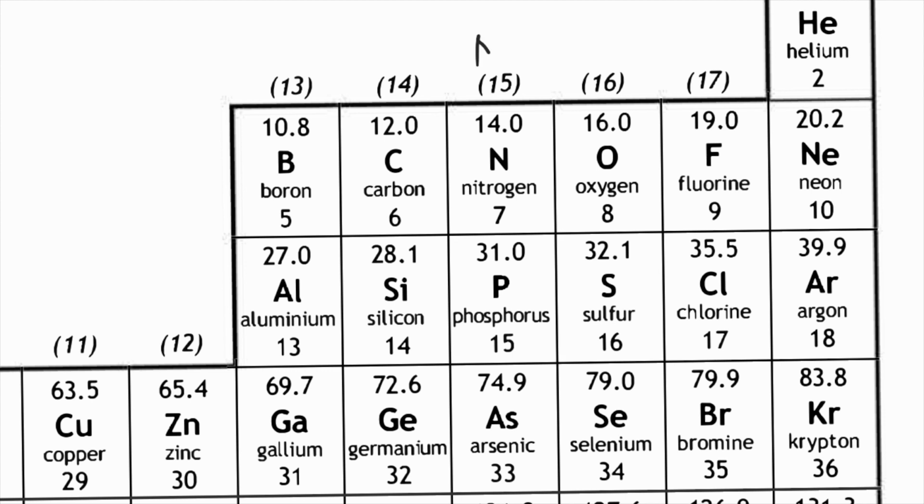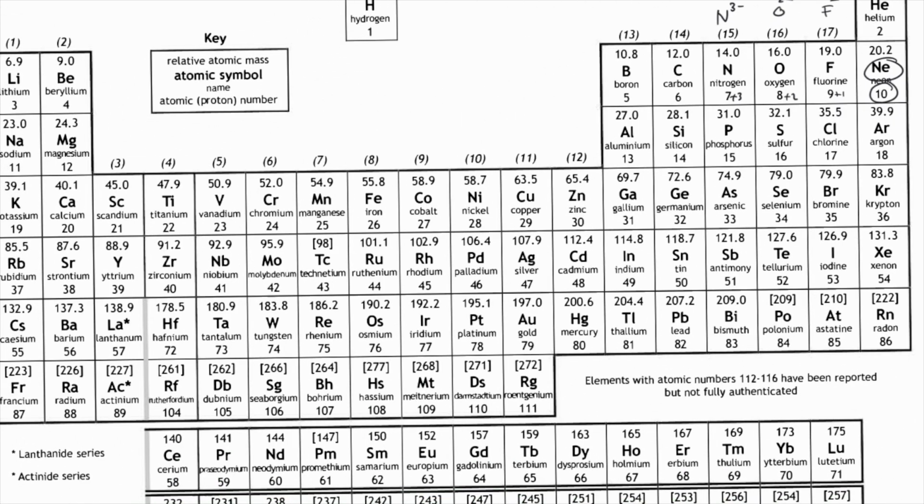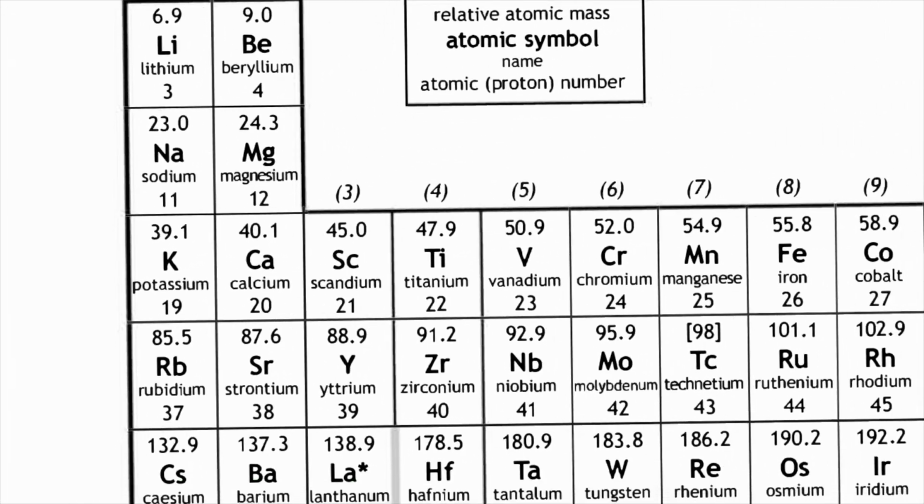Nitrogen ion is N3 negative, so you add 3, it becomes 10. Oxygen ion, oxide, has 8 plus 2, so it's 10. Fluoride, 9 plus 1 is also 10, so F negative has 10 electrons. Even neon, which is an atom, has 10 electrons. What about those metals here?